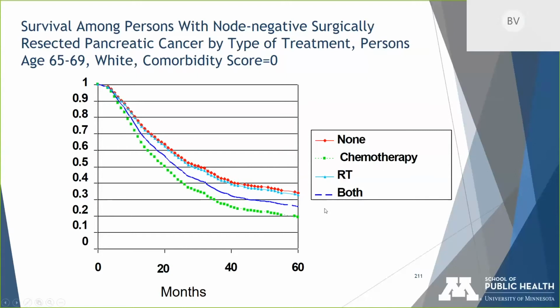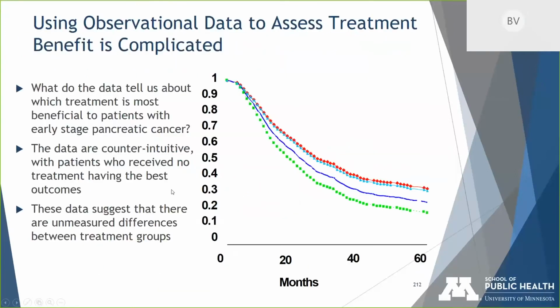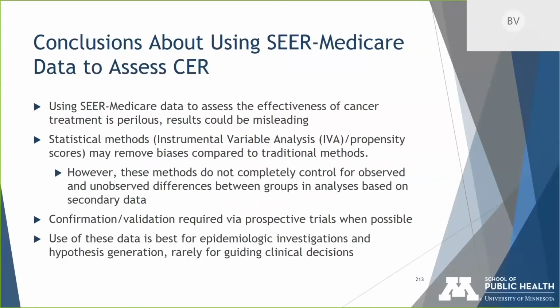So what does that tell us? Which treatment is most beneficial for patients with early-stage pancreatic cancer? This is really counterintuitive, right? So people that receive no additional treatment have the best survival. I think the data suggests that there are some unmeasured differences between the treatment groups, things that we can't really see. So you'll have to think more carefully about how you want to draw conclusions.